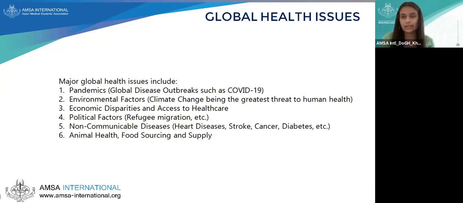And when we talk about NCDs, it includes a wide variety of diseases, such as heart diseases, stroke, cancer, diabetes, courtesy of sedentary lifestyle, use of products like alcohol, tobacco, etc. Sixth, one of the major global health issues includes animal health, food sourcing and supply. As we are already aware, animals play a major role in the food chain as well as in the process of developing antimicrobial resistance. So it has indirectly been related to human health and posing a threat.